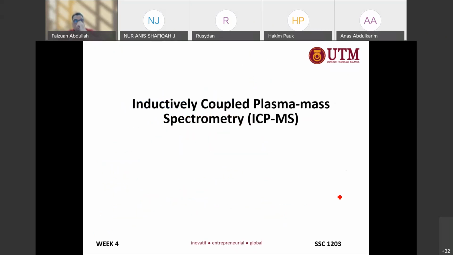So now we have come to the next instrument, which is inductively coupled plasma mass spectrometry, ICP-MS. Now I would like to ask all of you, what is the atomizer part?